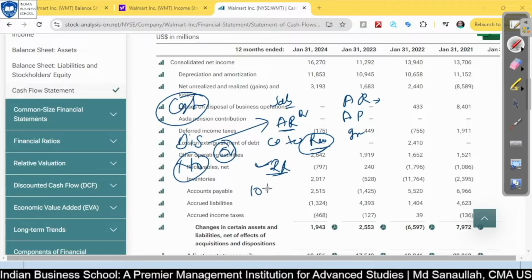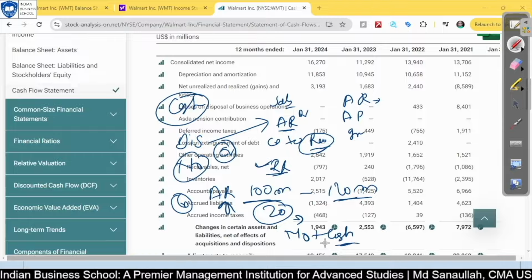Earlier, if your balance sheet is showing 10 million in your AR, meaning the credit sales we made were 100 million, and after 1 month it is showing 120 million, what does it mean? Your AR has increased by 20 million. This 20 million is not your cash, right? It is not cash. This is just we have recognized revenue and we have booked the revenue.